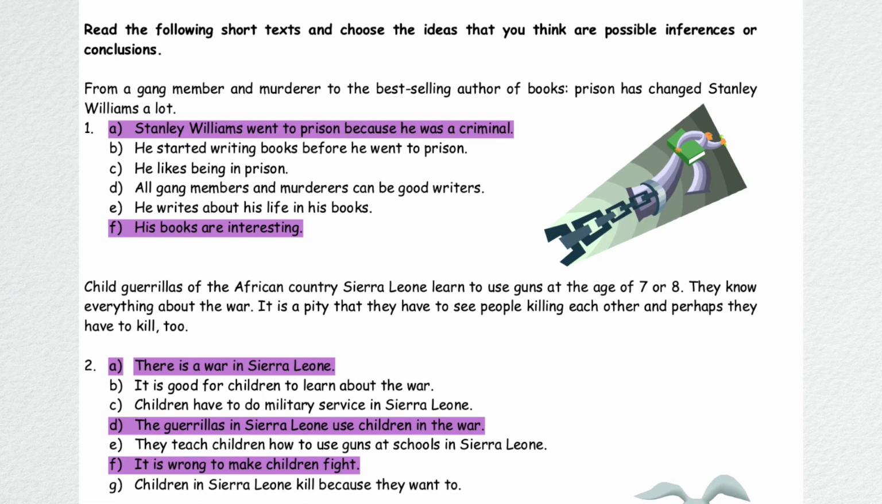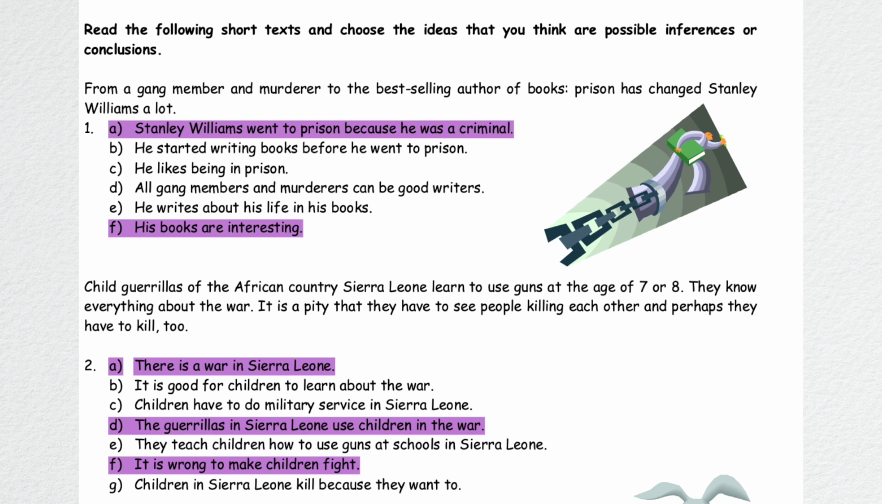Let's analyze some of the statements. The highlighted sentences can be inferred from these texts. In reading the first sentence, I can infer that Stanley Williams went to prison because he was a criminal. Being a gang member and a murderer are serious crimes, so it is obvious that he was a criminal. His books must be interesting, as the books of a best-selling author can't be ordinary.